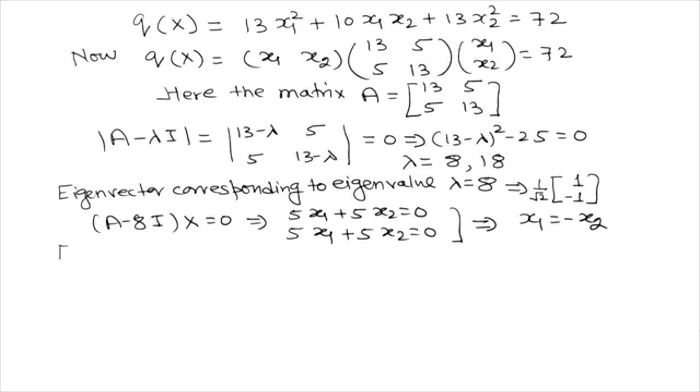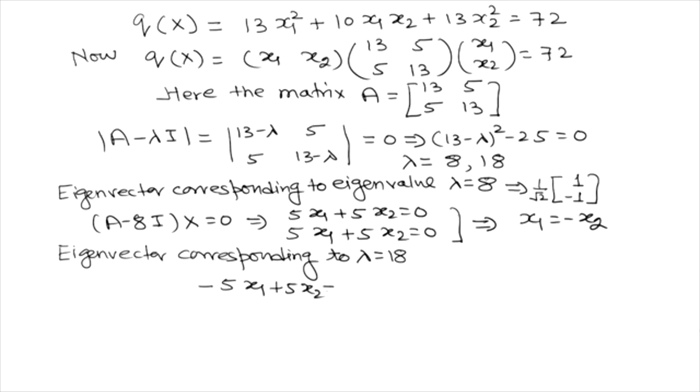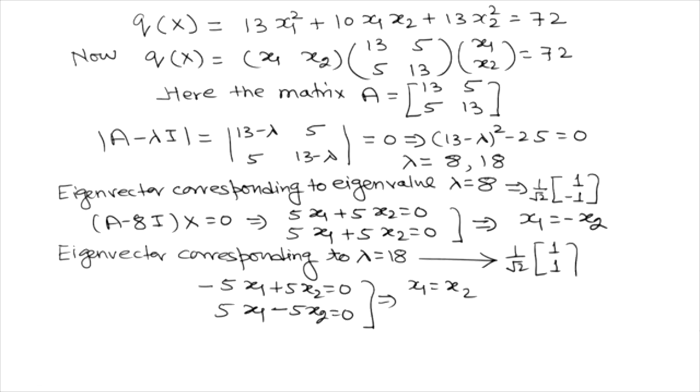Similarly, if I calculate the eigenvector corresponding to eigenvalue lambda equals 18, then 13 minus 18 will become minus 5, so minus 5x1 plus 5x2 equals 0, and the second equation will become 5x1 minus 5x2 equals 0. So, from here I am getting x1 equals x2, and the corresponding unit eigenvector will become (1 by root 2, 1 by root 2).